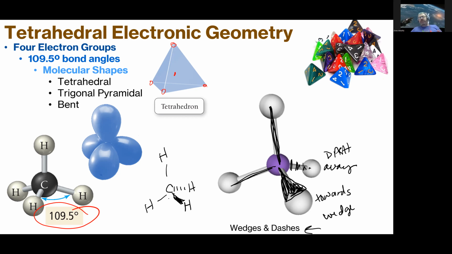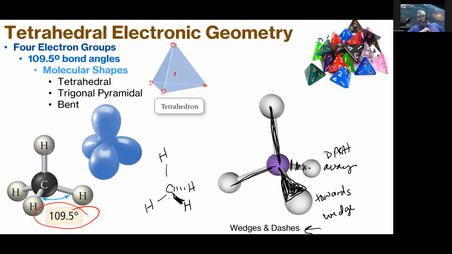Okay. And so the wedge and the dash tell you this thing has 4 electron groups, so we should know it's tetrahedral. One of those hydrogens is pointing at us, one of those hydrogens is pointing away from us, and 2 of them are in the plane of the screen, or the piece of paper or the board or whatever we're drawing on.